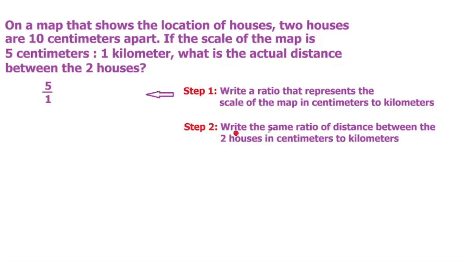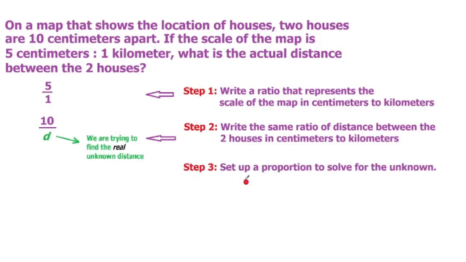Now the next step, write the same ratio of distance between the two houses in centimeters to kilometers. So that would look like this. 10 over d because we measured the distance is 10 centimeters on the map between the two houses. So d is the number we're trying to find in kilometers. We are trying to find the real unknown distance, not just the size on the map.